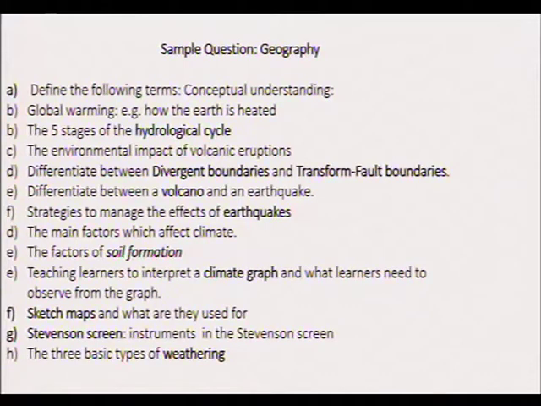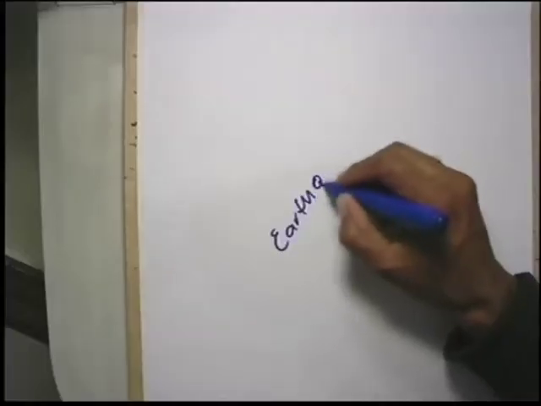There are 5 stages of the hydrological cycle, the environmental impact of, for example, volcanic eruptions. What is the impact? And the focus here is on environmental impact. Differentiate between divergent and transform fault boundaries. Differentiate between a volcano and an earthquake. And then strategies to manage the effects of earthquakes. Now, if you need to do that, for example, strategies to manage, we are talking about, in the first place, we are talking about earthquakes. Okay?